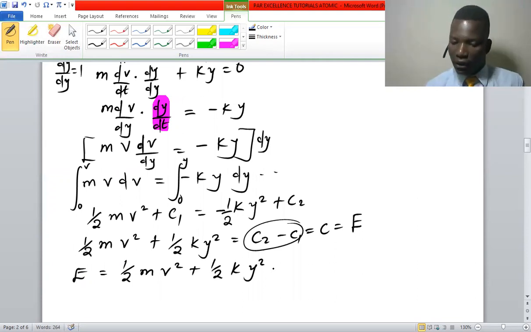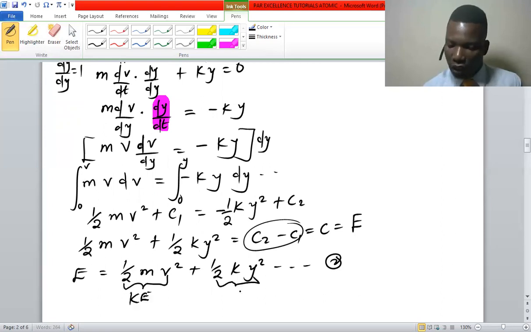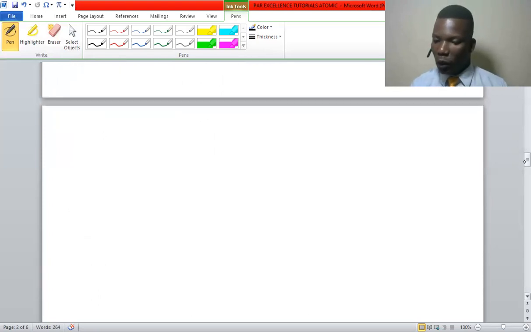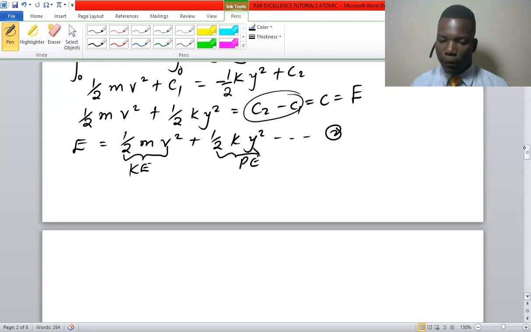Now, when you look at this equation here, it's getting interesting. When you look at this part and this part, this is actually kinetic energy, and this is potential energy as well. Okay, so we got to the equation of displacement.